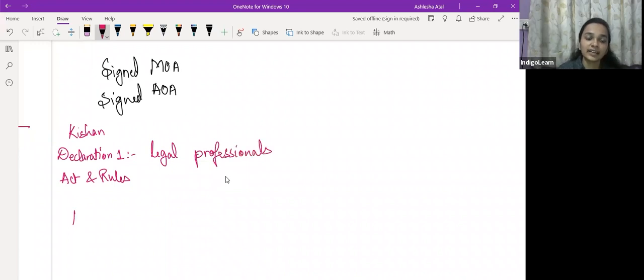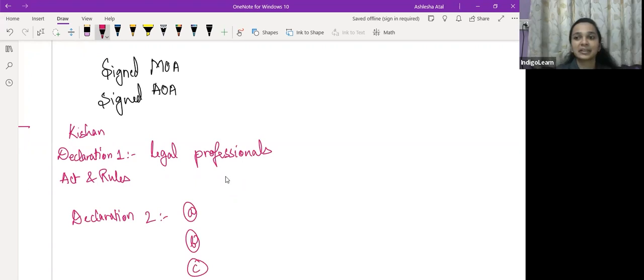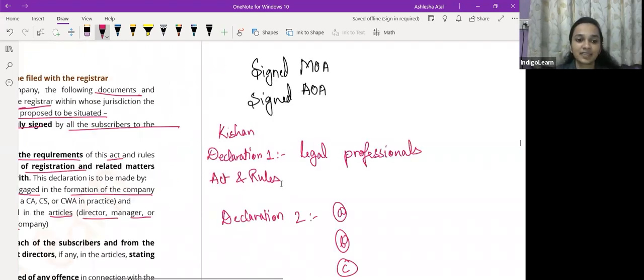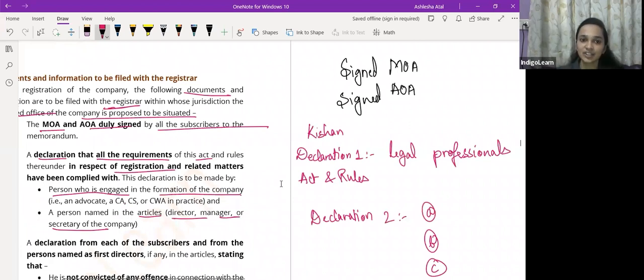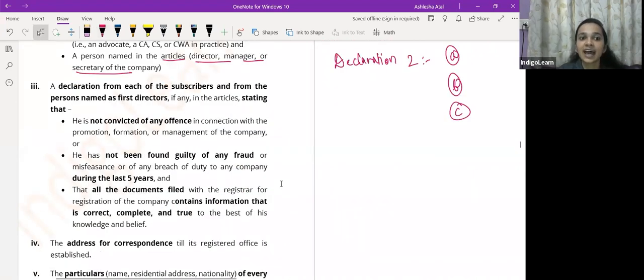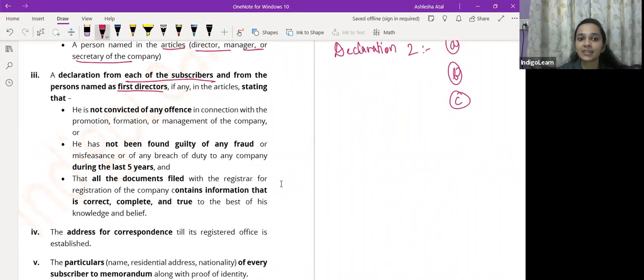अभी जो सेकेंड डिक्लेरेशन है ना वो बहुत इंपॉर्टेंट है. इसमें तीन चीजें स्टेट करनी होती है. कौन सी तीन चीजें? लेट्स लुक एट देम. Now this declaration has to be given by each of the subscribers and from the persons who are named as first directors in the articles.